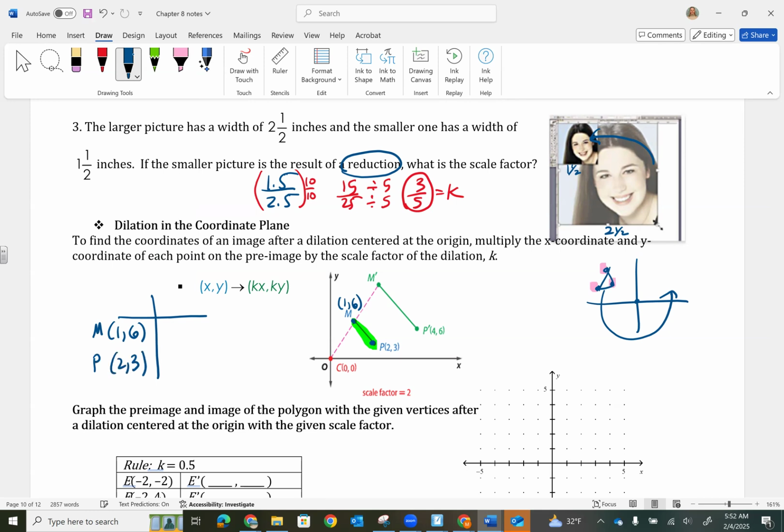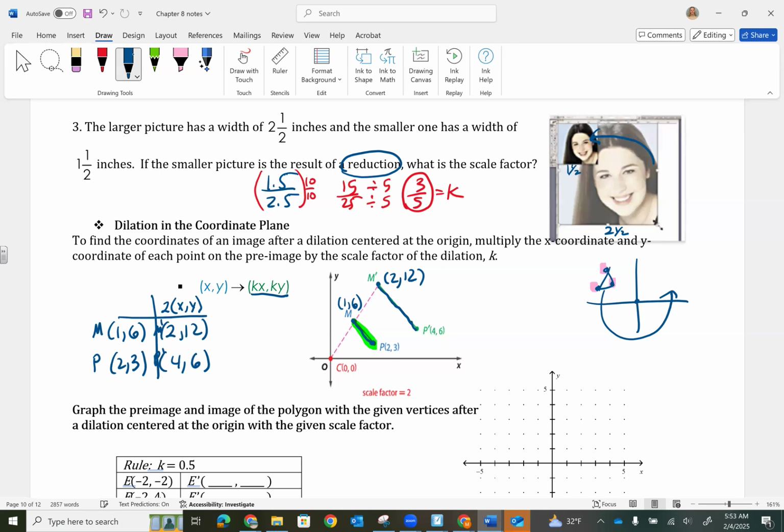If I want to double the length of this segment, all I do is take 2 times both x and y. So doubling each of these points, I'm going to do 2 and then 12. And if I double the other point, you get 4 and 6. So this point is M prime, 2, 12, and this would be P prime, 4, 6. Look at this, it should be double the original segment.